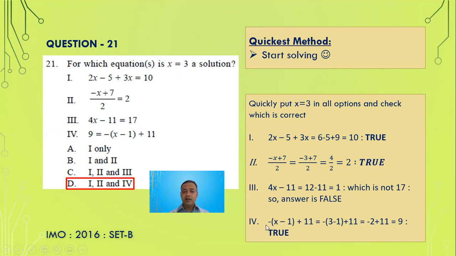So 3 is incorrect there. Next, minus of x minus 1 plus 11. So minus of 3 minus 1. What is 3 minus 1? 3 minus 1 is 2. So minus of 2 plus 11 is 11 minus 2. What is 11 minus 2? 9. So the last one also is true.